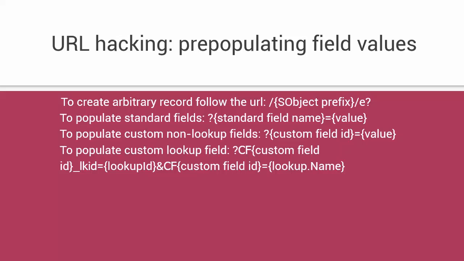Also, to populate some standard fields, you might use the standard field name equals value in the search part of the URL. To populate any custom non-lookup fields, you can put the custom field ID, an equals sign, and the value to populate it. To populate custom lookup fields, you need to prepend the letters CF before the custom lookup field ID, and you can append underscore lkid to populate its lookup ID, and use CF and the custom field ID to populate its name.